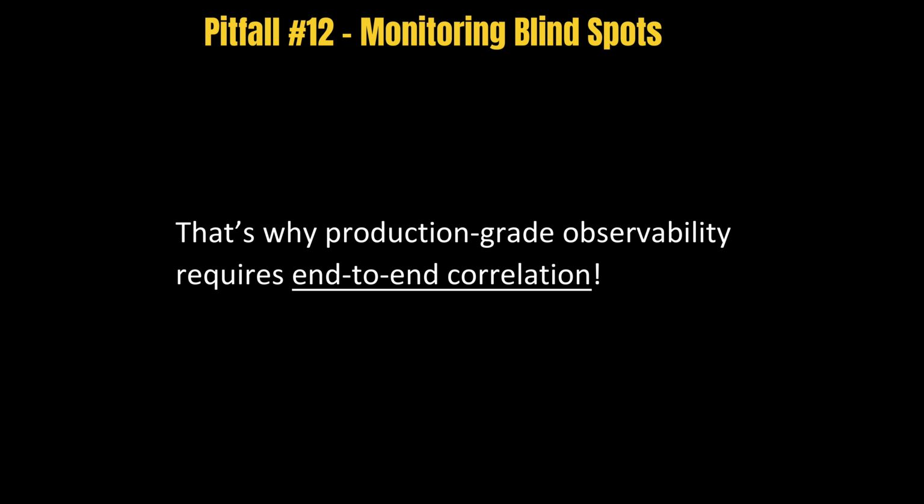Developers often trust logs alone. Functions report success, but the underlying event may never have been processed, or output may have failed silently. That's why production-grade observability requires end-to-end correlation. A single source of truth is incomplete.